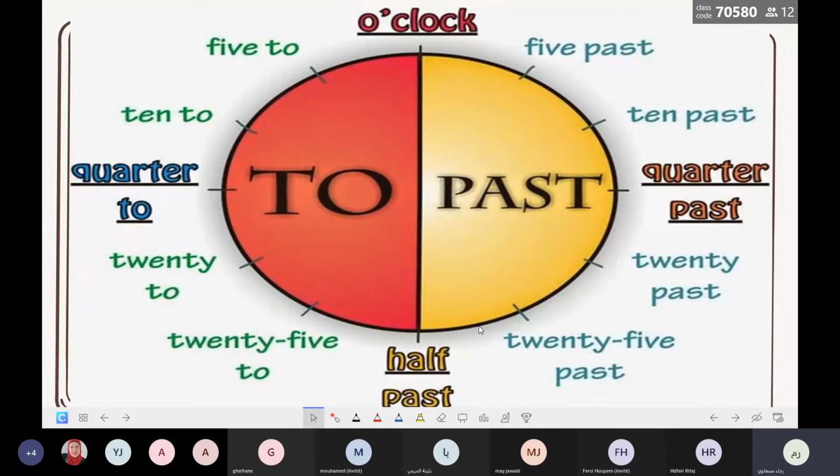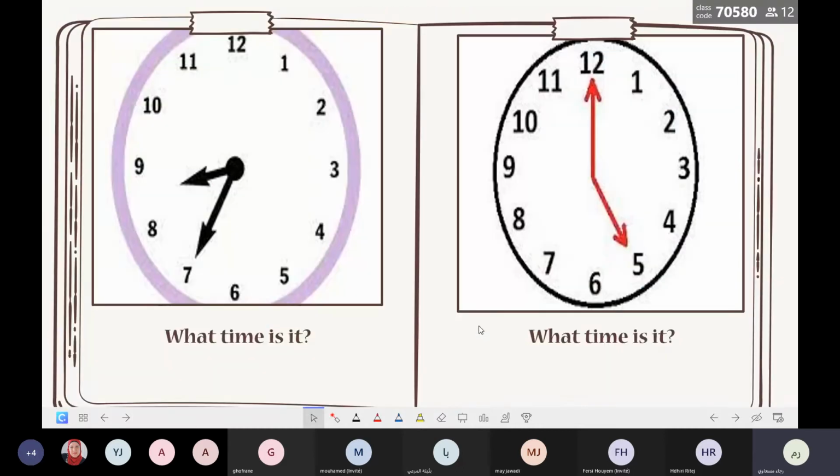Let's move to some practice now to check if everything is clear. I want you to take a look at the first picture with the purple color on the left. What time is it here? I will help you. The minute hand is pointed on 7. 7 means 25 minutes. And the hour hand, the short one, is pointed on 9. So what time is it in this picture? I will give you a few minutes to think about it.